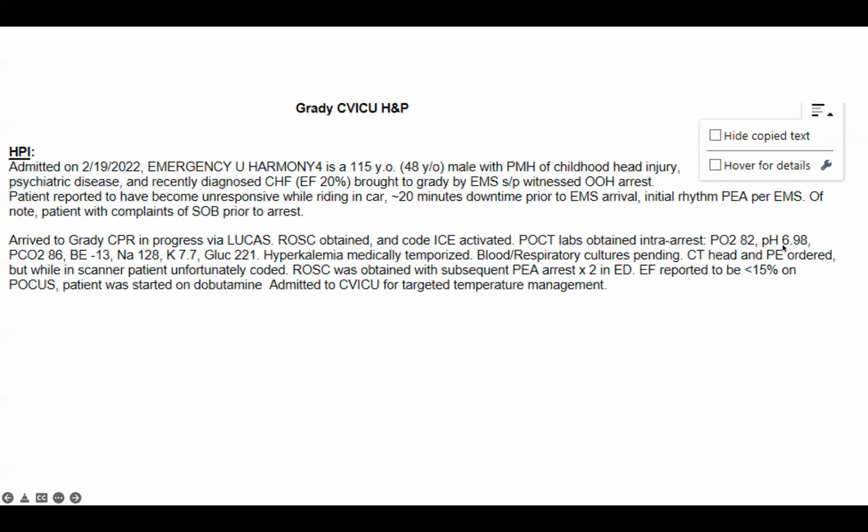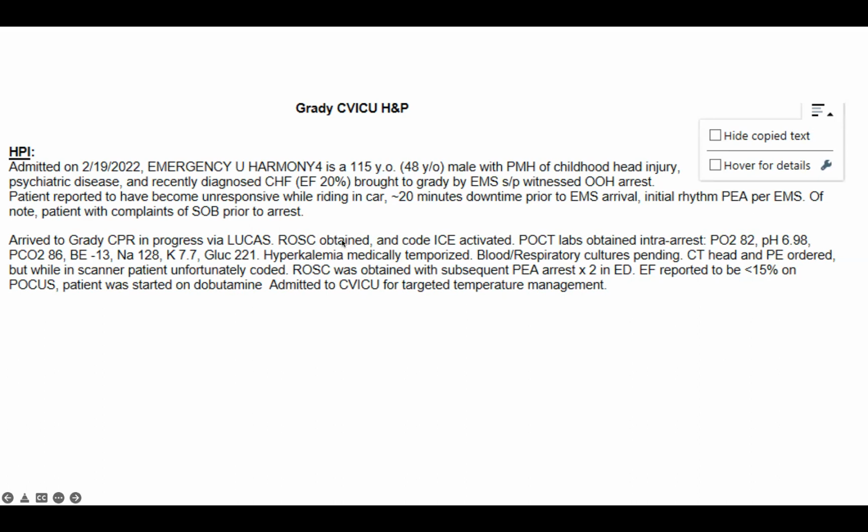His PO2 is 82. His pH is 6.98. PCO2 is 86. So he's got respiratory acidosis. We can fix that pretty well by better breathing. And he has a base deficit of -13. So remember, when base is down, acid is up. And base here is way, way, way, way, way down. This probably correlates to a bicarb of around 5. Sodium 128, potassium 7.7. Hyperkalemia was medically temporized.